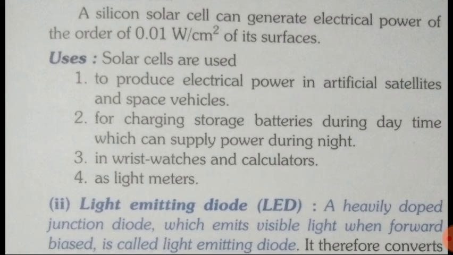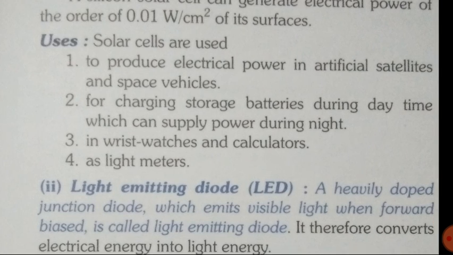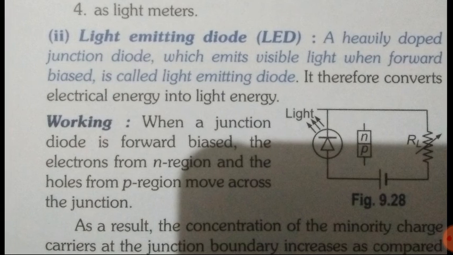Second, for charging storage batteries during daytime, which can supply power during night. Third, in wristwatches and calculators. And fourth, as light meters. So these are some uses of solar cells. Then next is the light emitting diode.